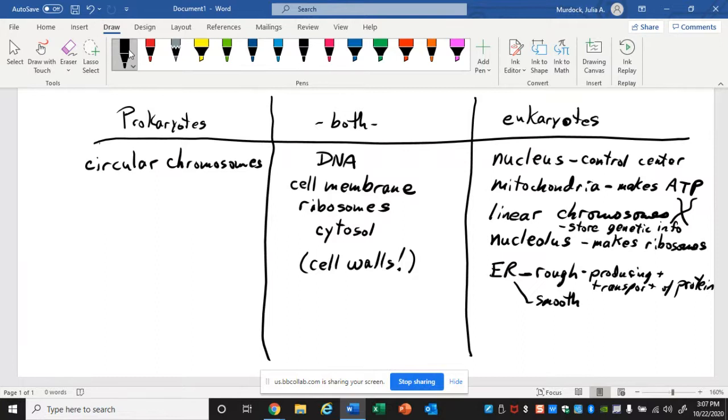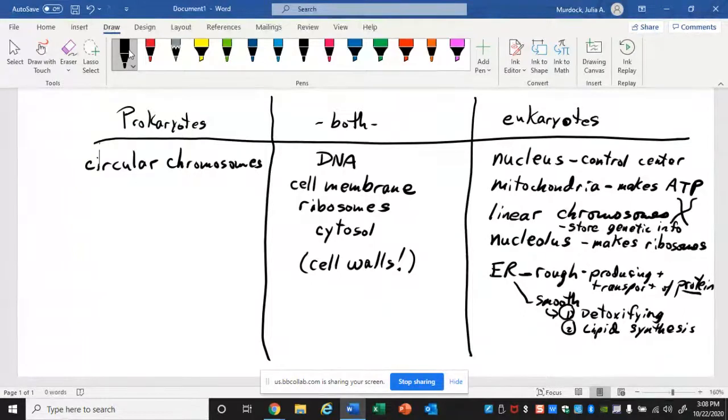Read my handwriting. So the rough ER is all about proteins. The smooth ER has two things: detoxifying molecules in the cell that come along and need to be detoxified, and also lipid synthesis. That includes phospholipids and some other things too, like steroids. Smooth ER is all about those things. The rough ER is producing and transporting proteins because of the ribosomes.